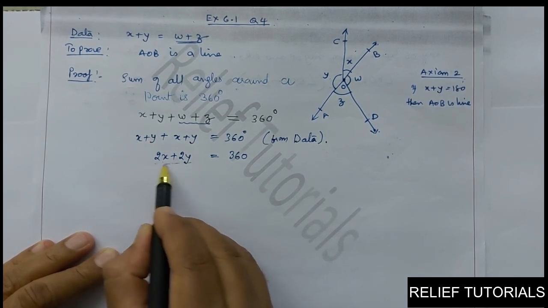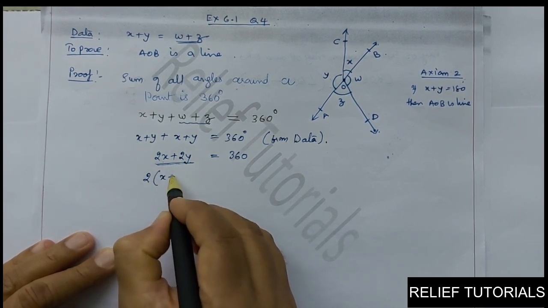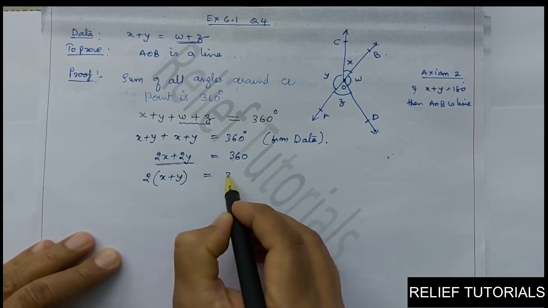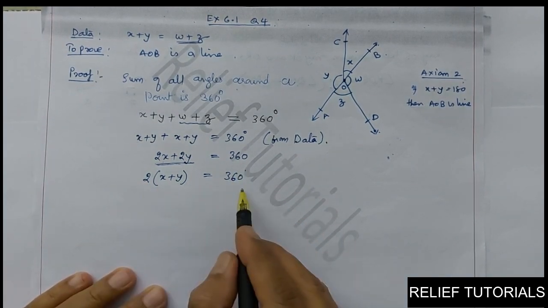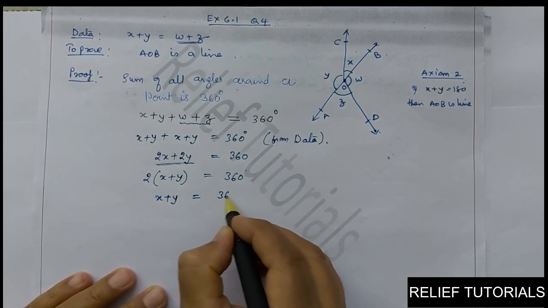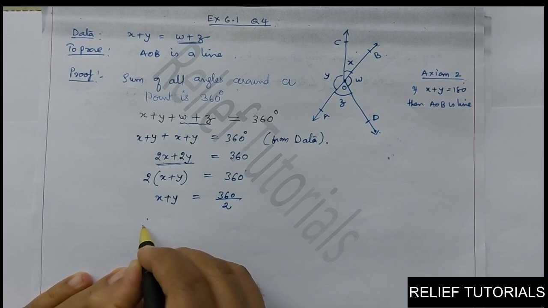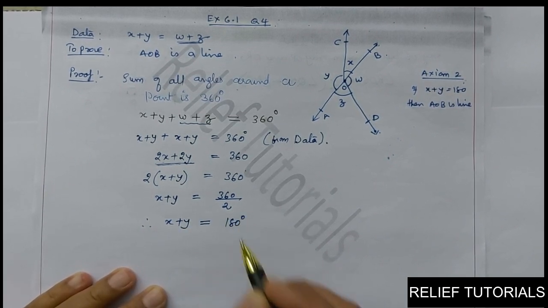Now from here we can take 2 common. So if I take 2 common, I will get 2 times x plus y is equal to 360 degrees. Now 2 is here in multiplication. When it goes on the other side, it becomes division. So x plus y is equal to 360 upon 2. So therefore x plus y is equal to 180.